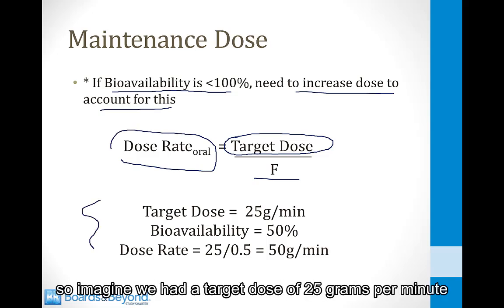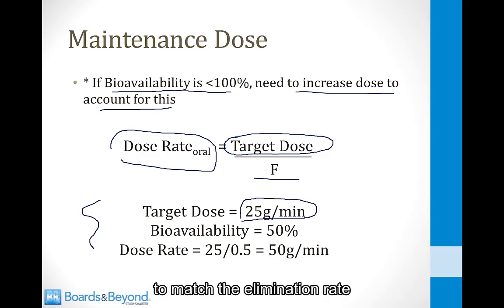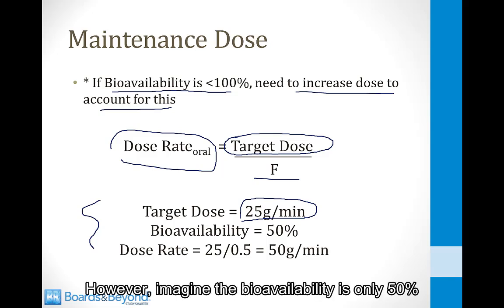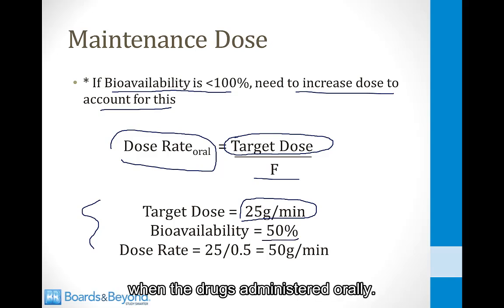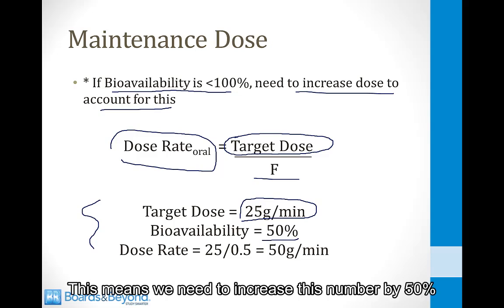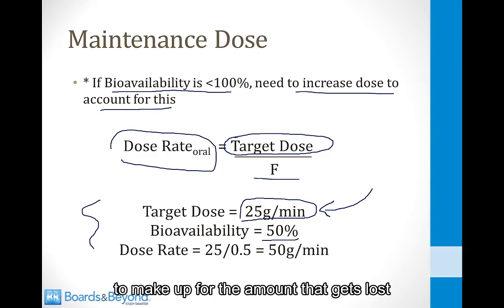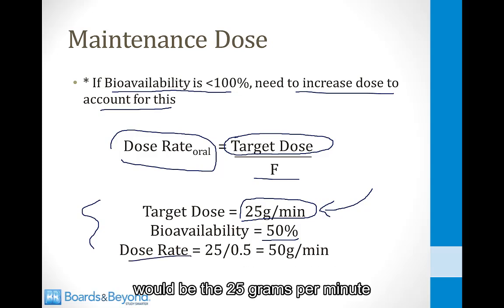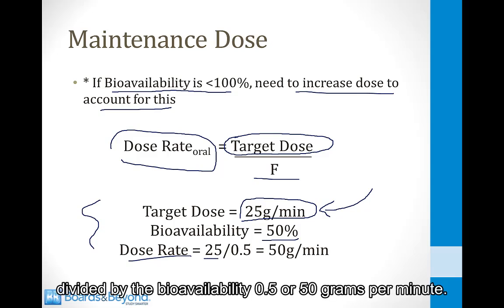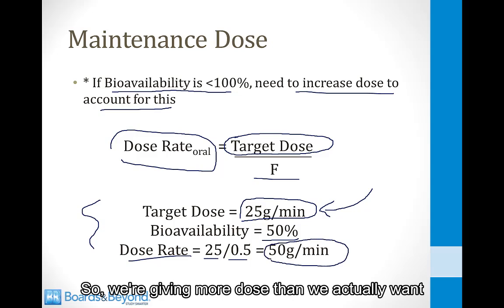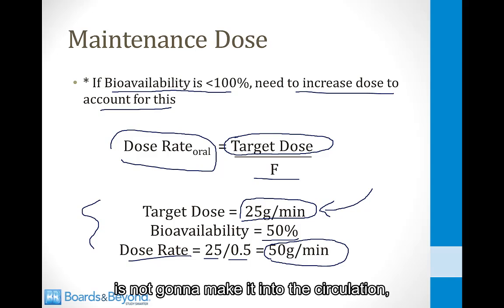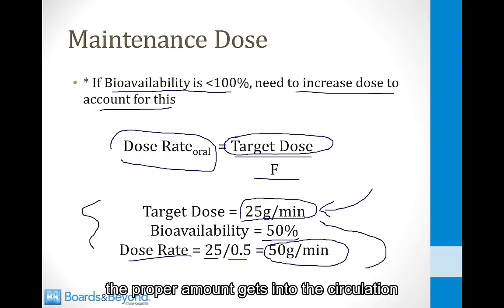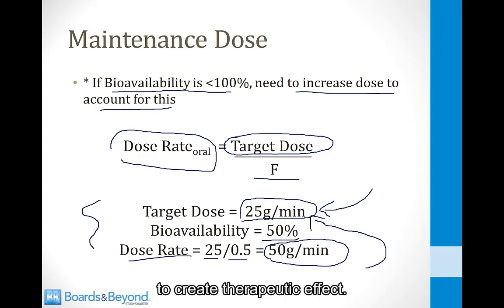So imagine we had a target dose of 25 grams per minute to match the elimination rate like what I showed you on the last slide. However, imagine the bioavailability is only 50% when the drug's administered orally. This means we need to increase this number by 50% to make up for the amount that gets lost through first-pass metabolism or poor absorption. So the correct dose rate would be the 25 grams per minute divided by the bioavailability 0.5, or 50 grams per minute. So we're giving more dose than we actually want because we know a lot of it is not going to make it into the circulation. But this will ensure that the proper amount gets into the circulation to create therapeutic effect.